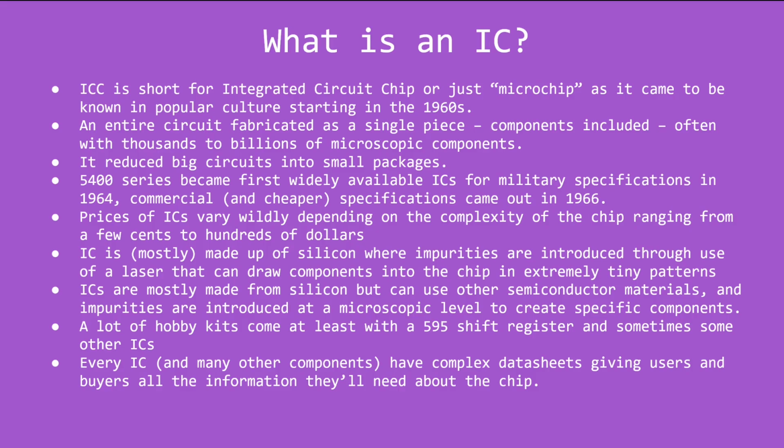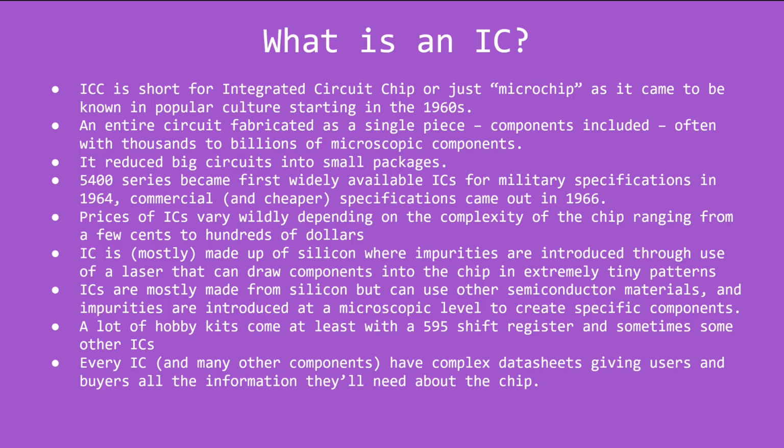Most people know it better by the term microchip, which was first popularized in the 1960s. It's an entire circuit fabricated as one piece, and that includes the components, with anywhere from thousands to billions of microscopic components. It reduced big circuits into small packages, often the size of a postage stamp, but there were certainly bigger models. The 5400 series became the first widely available ICs. I believe they came out in 1964. And then 2 years later, the 7400 series came out for commercial applications.